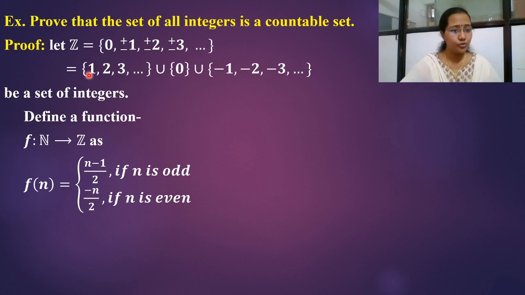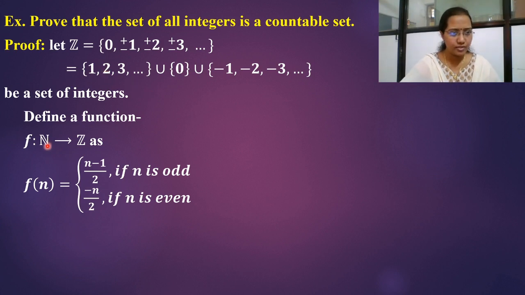Next element is 4. 4 is even, so minus 4 upon 2, that is minus 2. Next element is 5. 5 is odd, so (5 minus 1) upon 2, that is 4 upon 2, that is 2. Okay, you can see that for n equal to 1, f of 1 is 0; f of 2 is minus 1; f of 3 is 1; f of 4 is minus 2; f of 5 is 2. Like this.